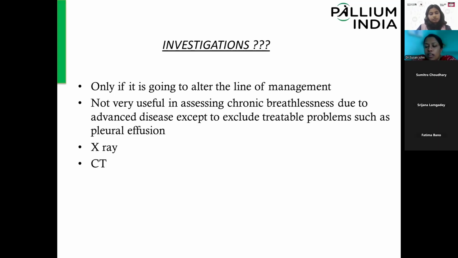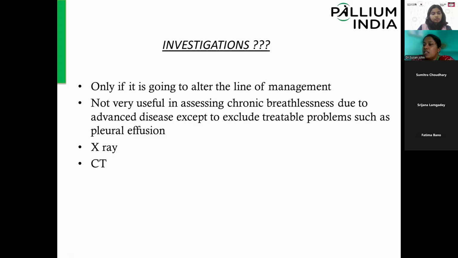So many investigations we usually do. But in palliative care settings, before advising an investigation, you think twice, because if it is going to alter the line of management, then we can do the investigation. Otherwise, it is of no benefit to the patient, and it will cause more financial burden to the family also.